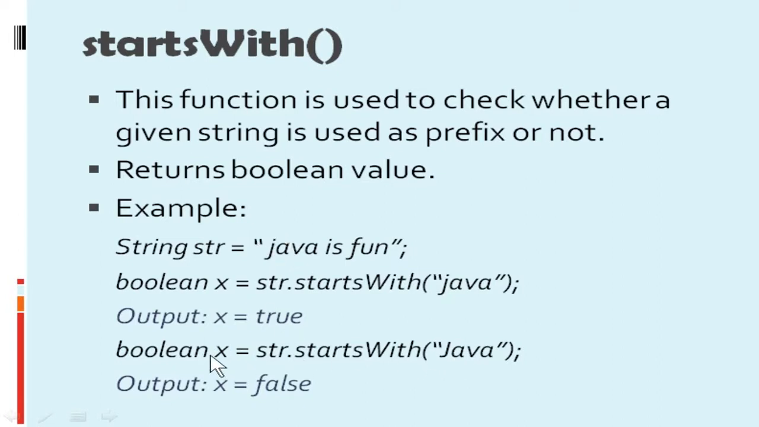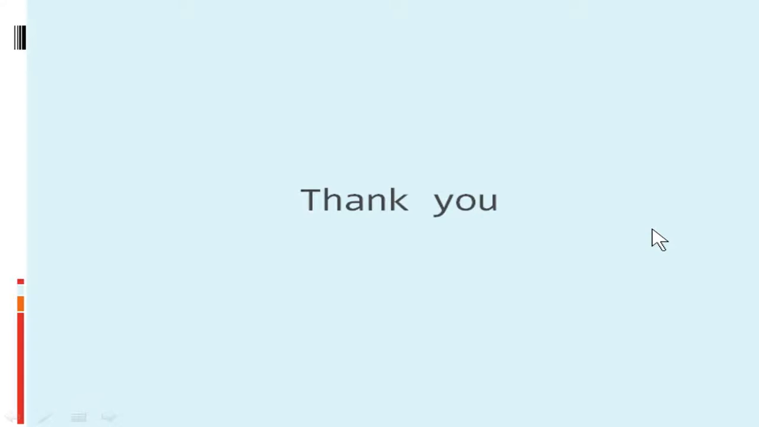You can see another example is given. Str dot startsWith capital J and the remaining the same. Since the string does not start with capital J, it returns false. Hope you understood the string functions which are used in Java.